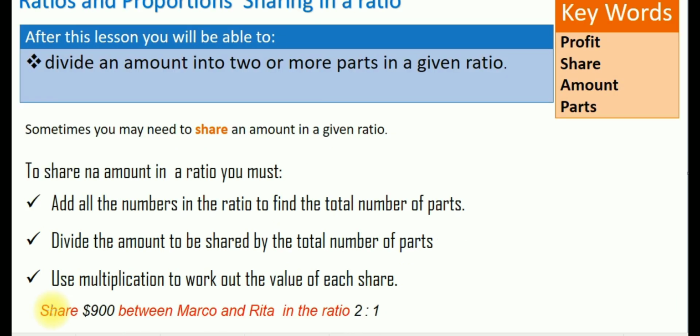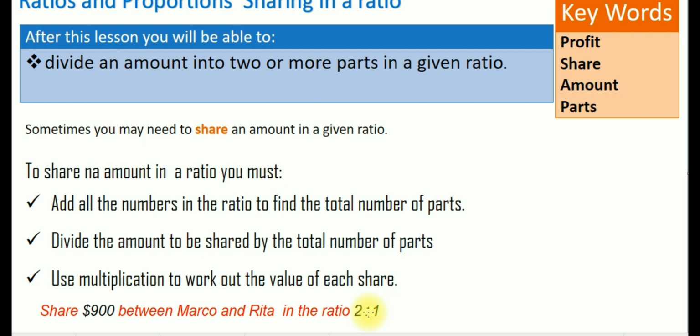Let's look at this example. It says share $900 between Marco and Rita in a ratio 2:1. This is a colon, it's not a division, and we read it 2 to 1. So we want to work out how much Marco will get and how much Rita will get.